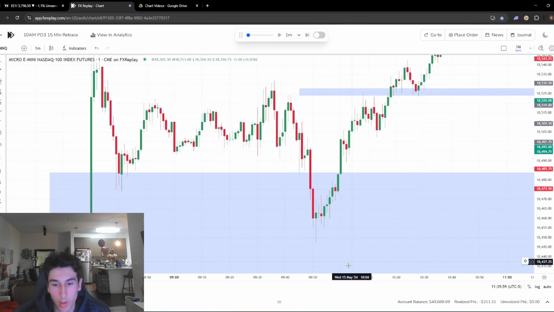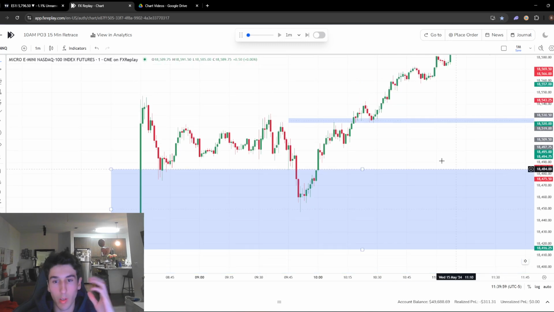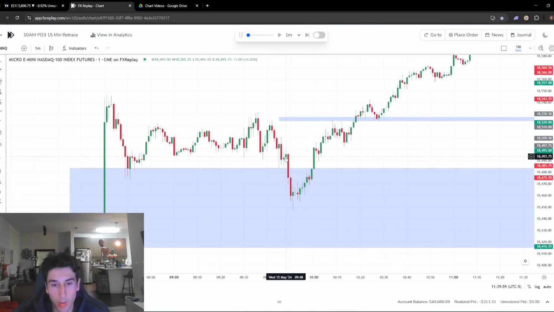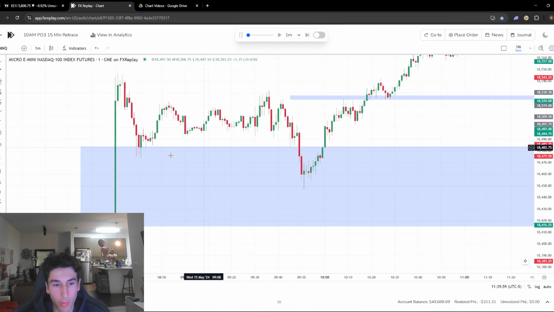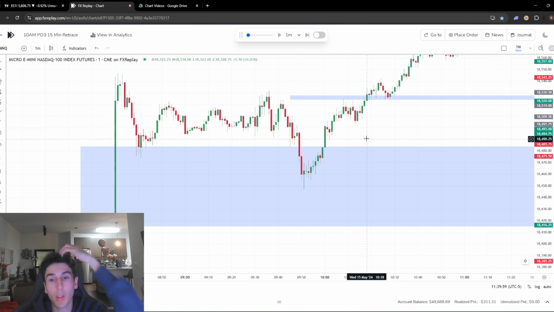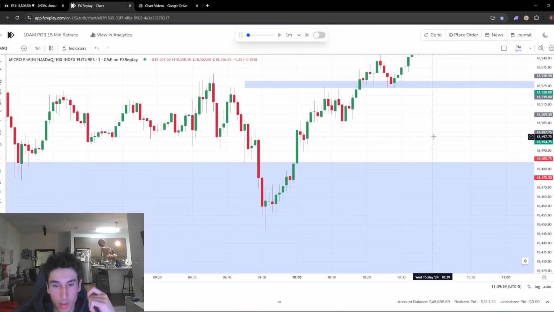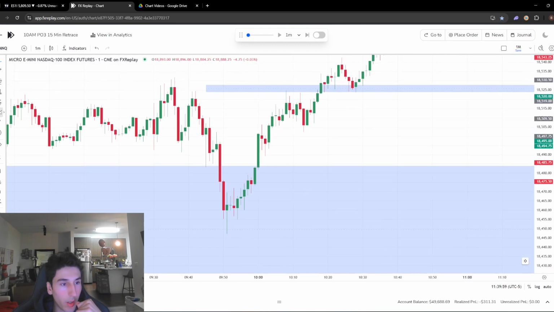Now, taking entries off these, I'll give y'all a little sneak peek. Basically, the steps to take an entry off this is we want to catch the distribution leg. So this is a pretty obvious manipulation leg down. We fill this fair value gap almost completely, and then shortly after, we end up changing state of delivery. I'm giving y'all the sauce right here. Hold up.